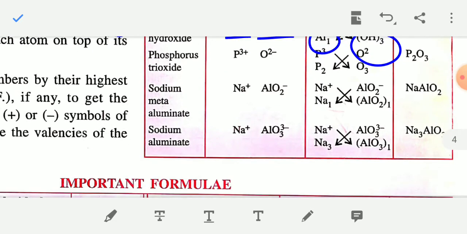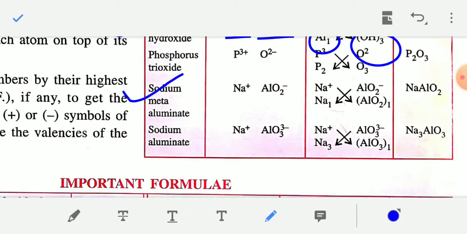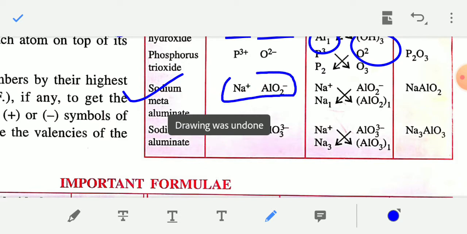Okay, sodium meta aluminate. Sodium means Na+ and meta aluminate means AlO2-. First you have to write the symbol of the cation, that is Na+, and then the anion, that is meta aluminate, AlO2-. Now see, in both cases the valency is 1, so you can directly join them and the formula of sodium meta aluminate will be NaAlO2.